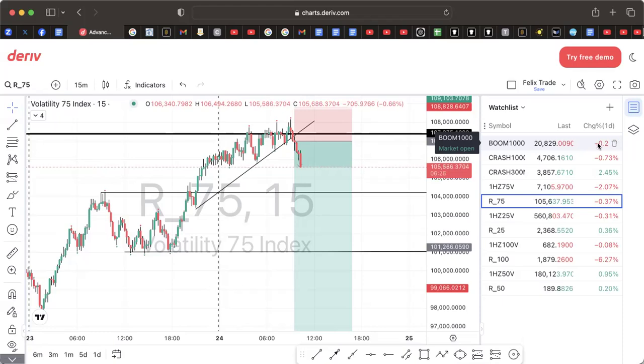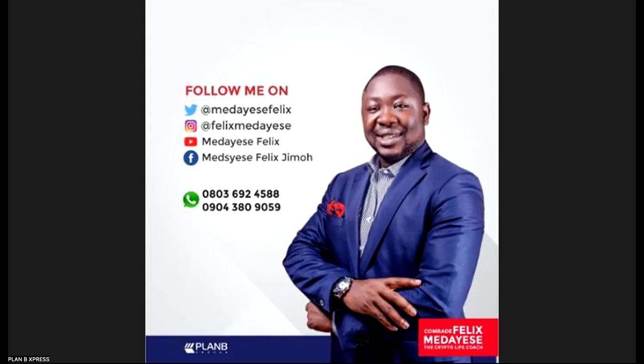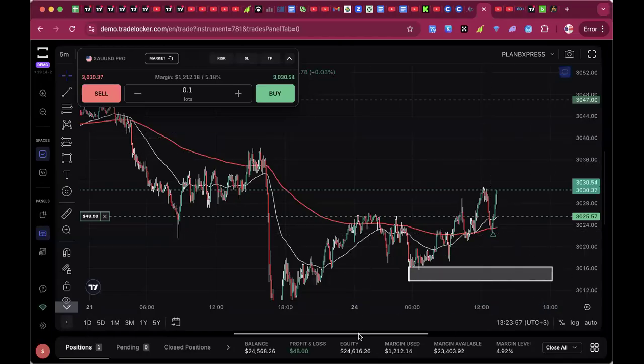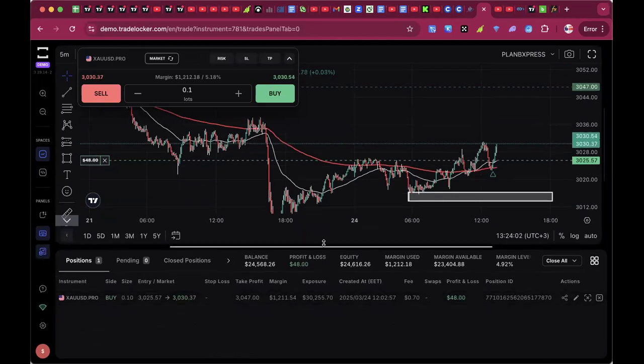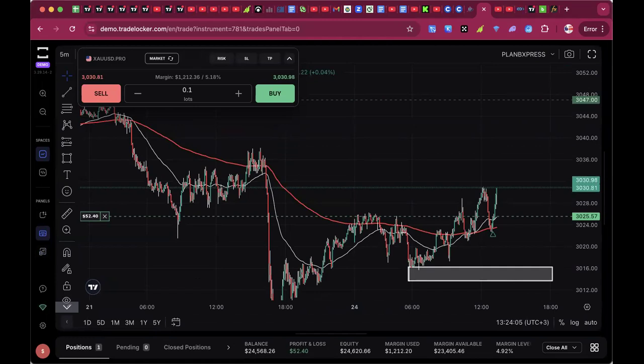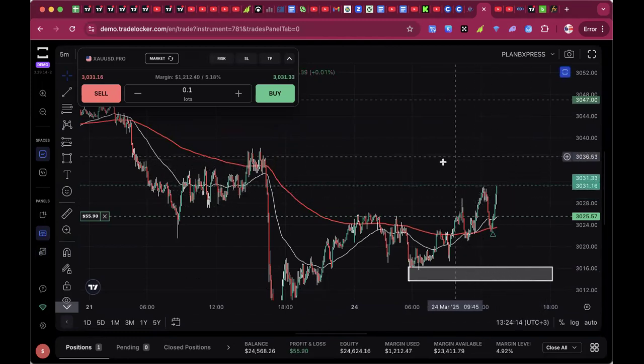So if we go to our gold now, look, our gold should be on some profit. We're on $46 profit on gold. You heard me right? $46 profit on gold. Here it is, $48. It's $48 profit on gold. $52 profit on gold. So if you enter two positions, you can take one now and allow the other one to run.